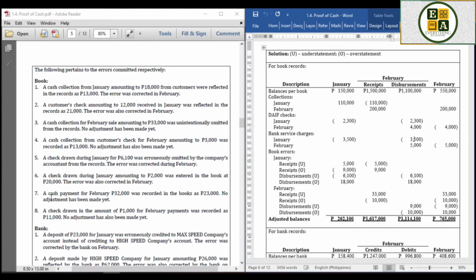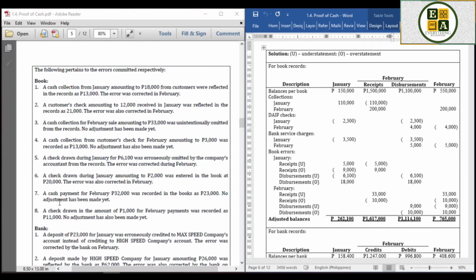Move on naman ako. Error number 7. A cash payment for February, 32,000, was recorded in the books as 23,000. No adjustment has been made yet. Okay. May cash payment daw dapat tayo na 32,000. Pero yung na-record lang natin, 23,000. So, kailangan magdagdag tayo dito ng 9,000 sa disbursement column, magbawas tayo ng 9,000 sa February column. Kasi yung disbursement natin understated, yung ating cash balance overstated. Kaya nagbawas tayo dito, dito naman nag-add.